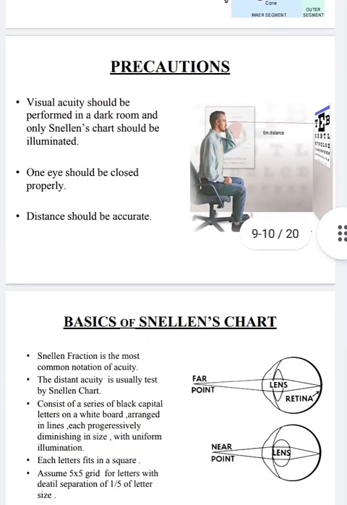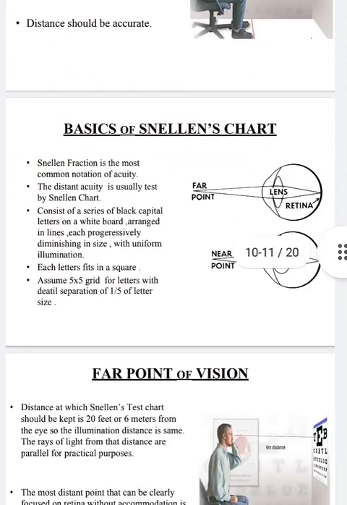Basics of Snellen's chart. Snellen fraction is the most common notation of acuity. Distant acuity is usually tested by Snellen's chart. It consists of a series of black capital letters on a white board arranged in lines, each progressively diminishing in size, with uniform illumination. Each letter fits in a square; assume a 5 by 5 grid for letters, with detail separation of 1 by 5 of the letter size.